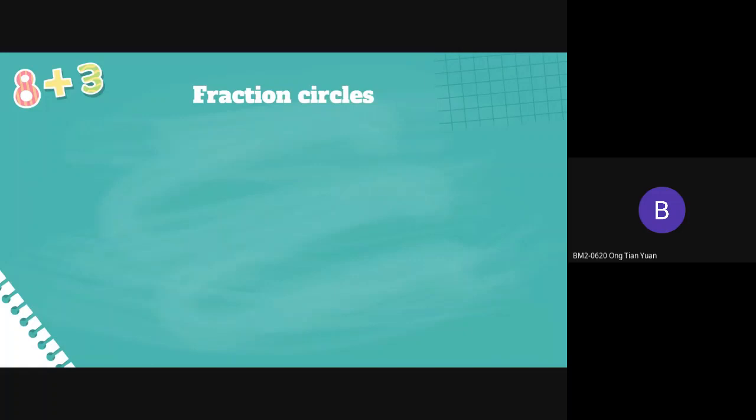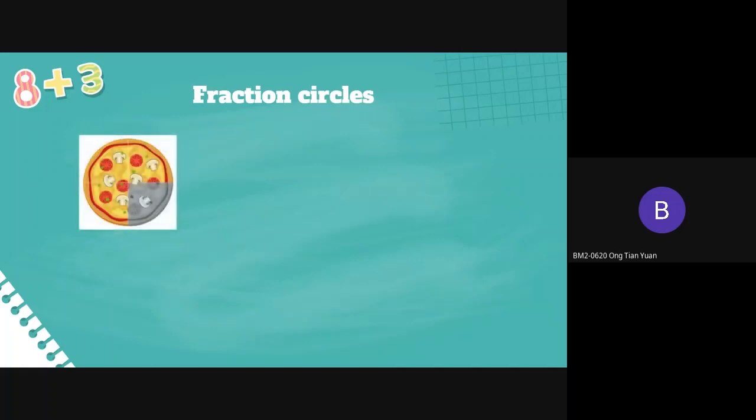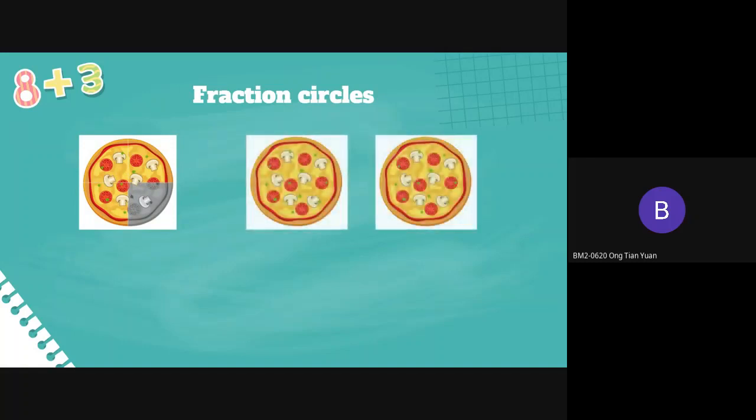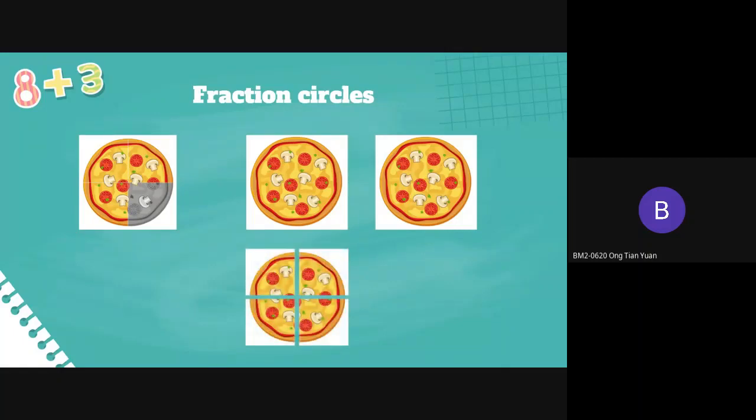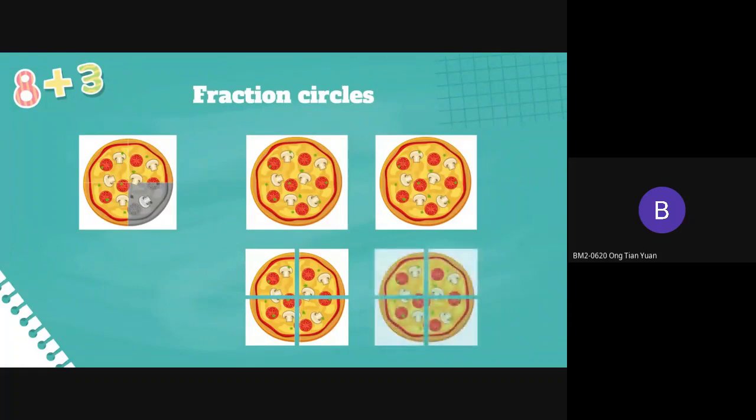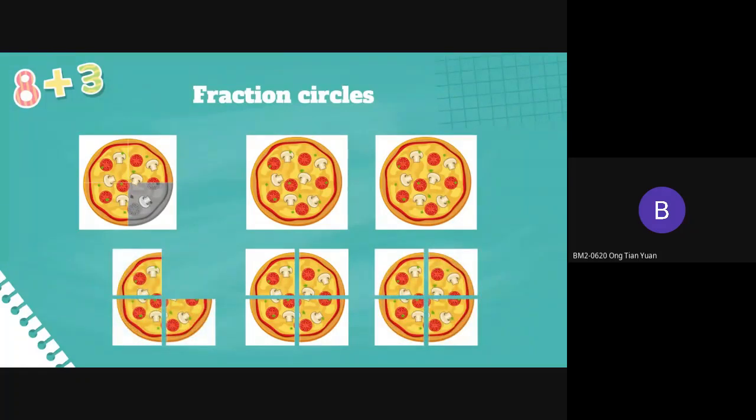Okay, for fraction circles, the first picture will be 3/4, which is the proper fraction. And there are another 2 pictures, which are 2 pizzas, which are whole numbers. Each whole number 1 is equal to 4/4. And so the total here will be 11/4. Next.